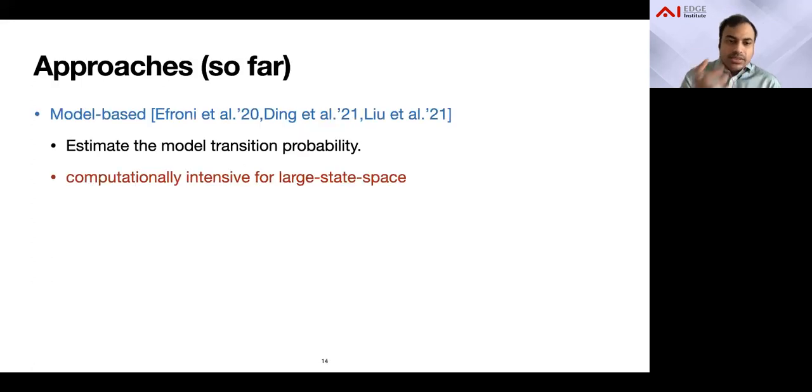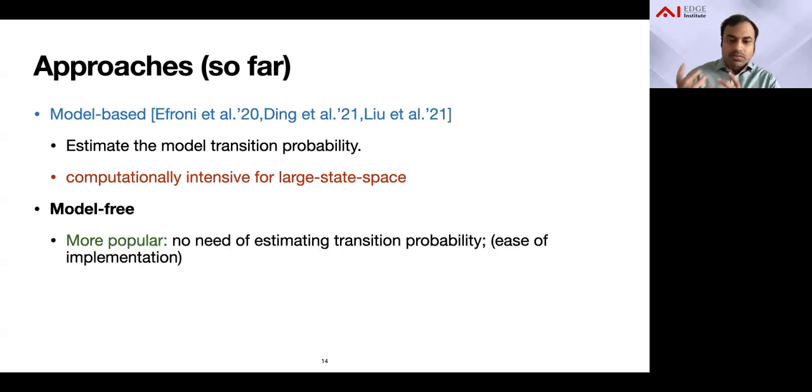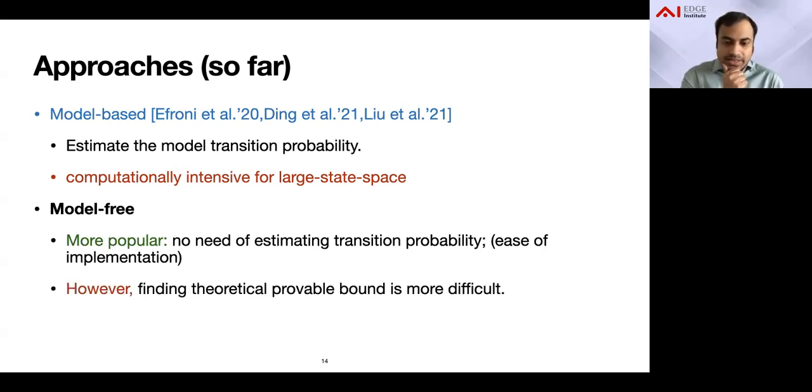Now, there have been some approaches to find this provably efficient guarantee. The most straightforward way is model-based. You can estimate the transition probability, estimate the model, but obviously it is computation intensive for large state space. Remember, we are talking about infinite state space cardinality. There is also another approach, model-free, which is more popular and very easy to implement, but finding a theoretically provable bound is more difficult.